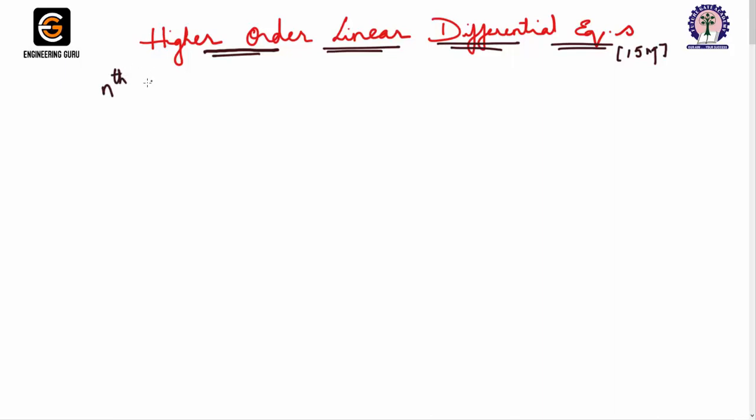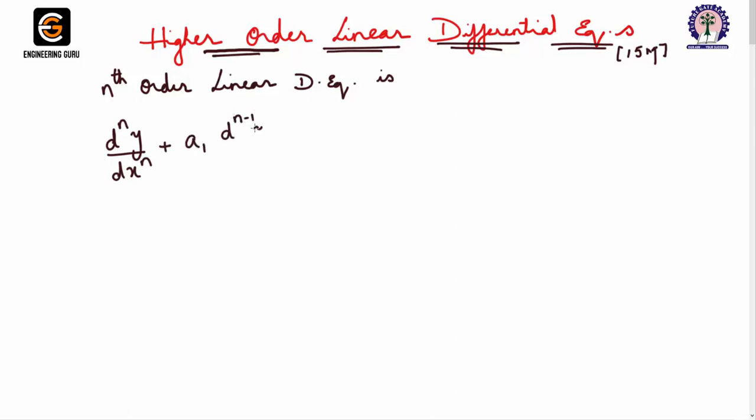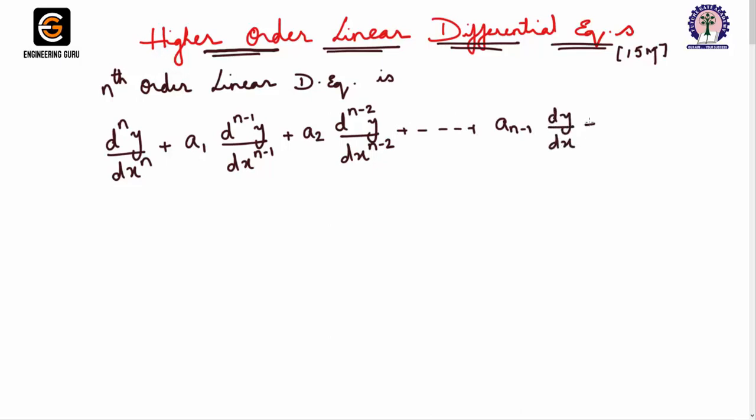So the standard form of nth order linear differential equation is given by d to the power n y by dx to the power n plus a1 into d to the power n minus 1 y by dx to the power n minus 1 plus a2 into d to the power n minus 2 y by dx to the power n minus 2 plus so on plus an minus 1 into dy by dx plus an into y is equal to q of x. So any differential equation of this form we call it an nth order linear differential equation.